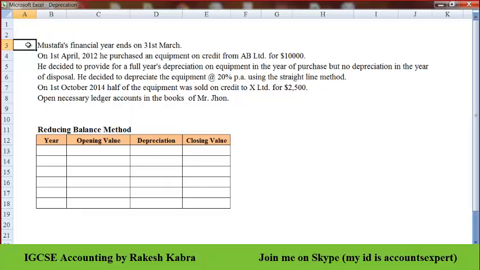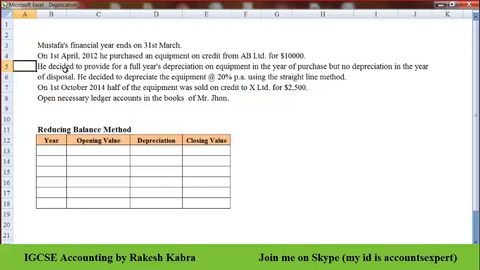See in this question, Mustafa's financial year ends on 31st March. This is the last date of the financial year. And who is the businessman? Mustafa. Now see what happened. On 1st April 2012, he purchased an equipment on credit basis from AB Limited for $10,000.